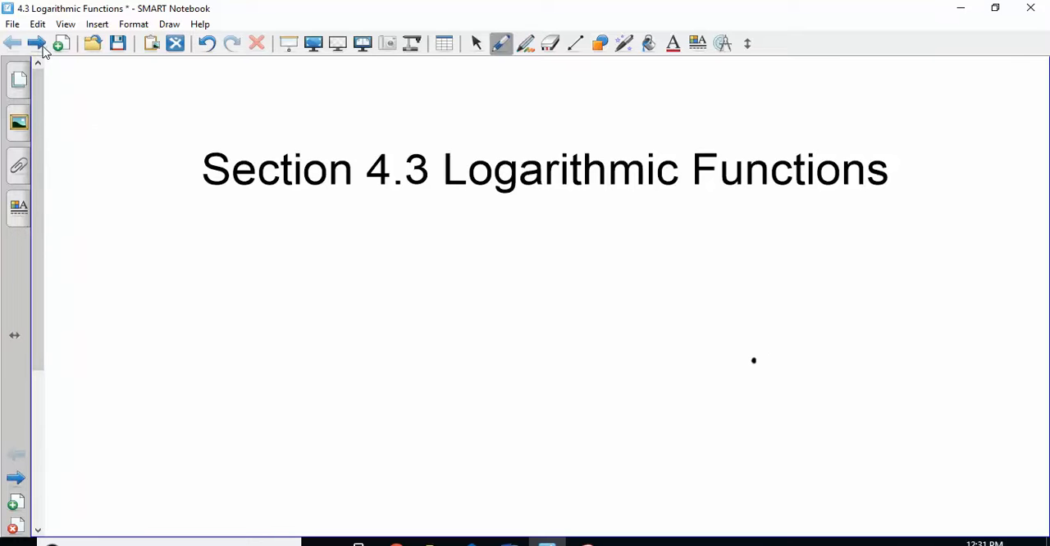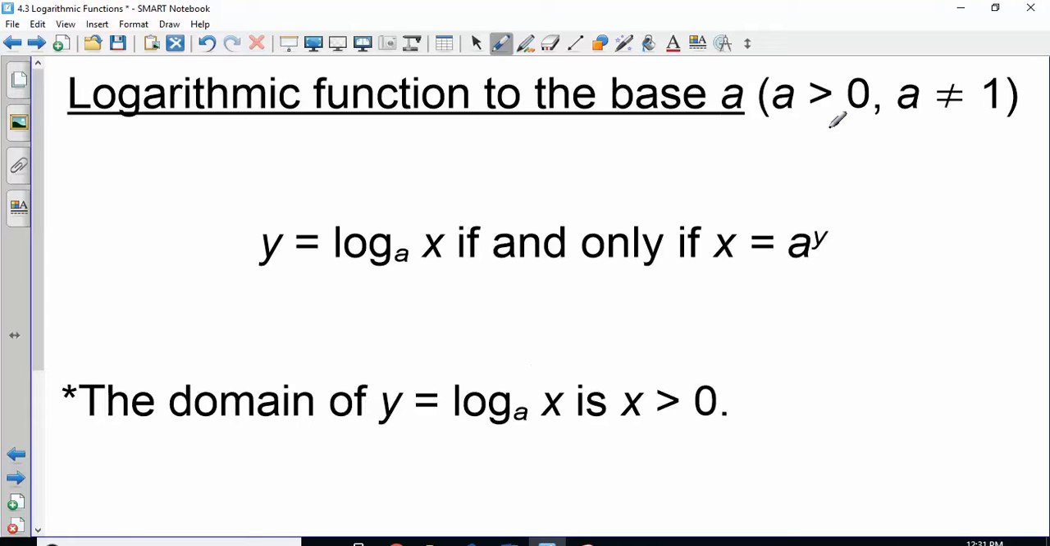So in general, when you're talking about a log, the base has to be a positive number other than 1. And if you see y equals log base A of x, that A is like a subscript. It's a small number down to the side. In exponential form, that means A to the y power equals x.